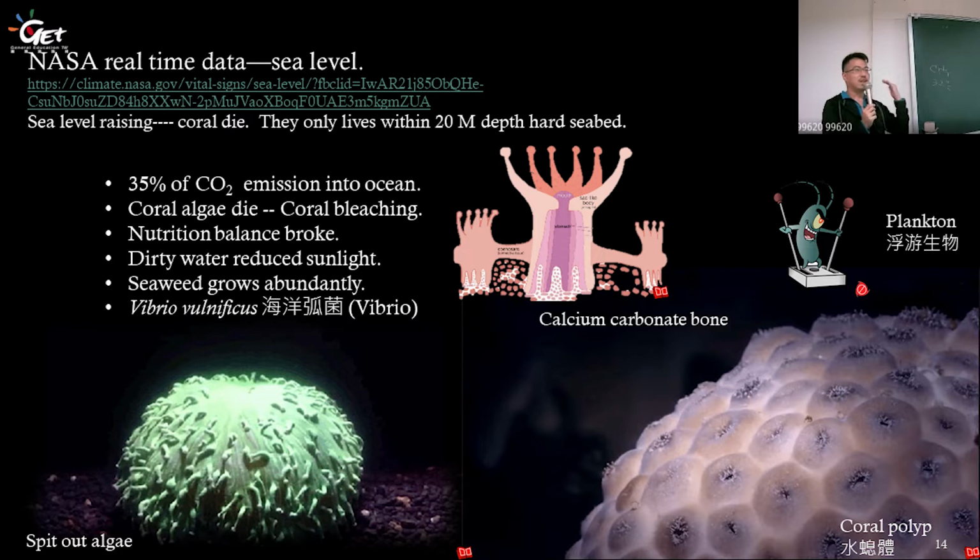Because if we cut a branch of a tree, this branch will die, right? But if we cut a part of the coral body, this tiny piece will regrow. You destroy your body into pieces, and every piece regrows. They will not die.